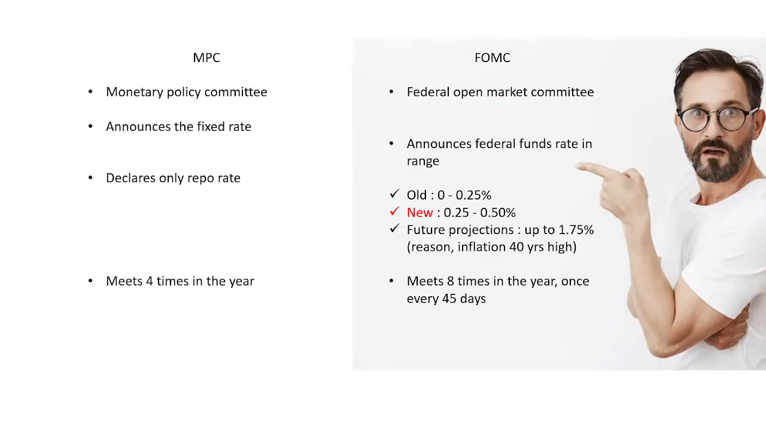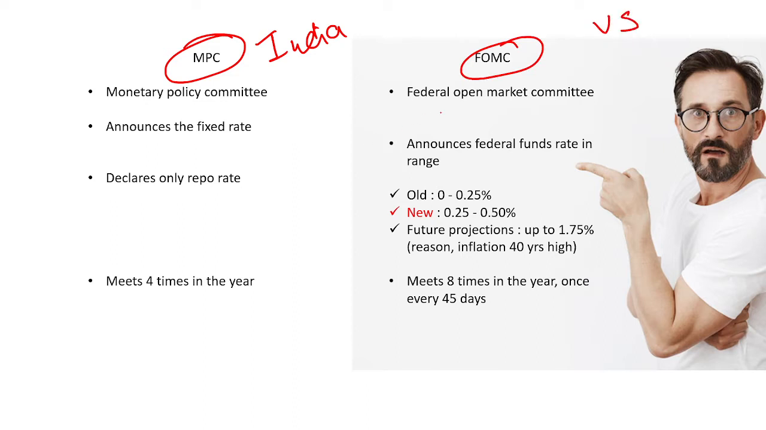Now in this slide we will discuss the difference between the MPC, which is a committee that decides the interest rate within India, and the FOMC, which decides the interest rates within the US, right? With this slide we can understand the difference between the two committees and how things happen in both countries, right? As we already discussed, FOMC is called the Federal Open Market Committee, right? This Federal Open Market Committee announces the federal fund rate, FFR we will call it, right?